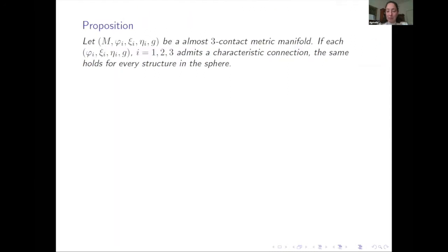Okay. So, therefore, if we have an almost three-contact metric manifold, if each of these contact structures admits a characteristic connection, the same is going to hold for every structure in the sphere, because this was one condition, and the other condition was that the Reeb vector fields are Killing, but a linear combination of Killing vector fields is Killing automatically. So this is an empty condition.